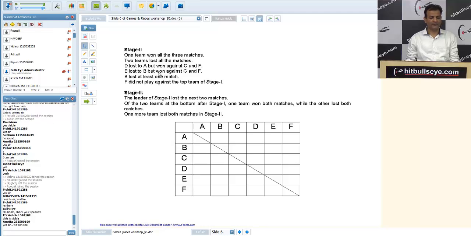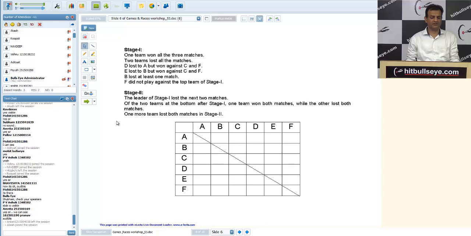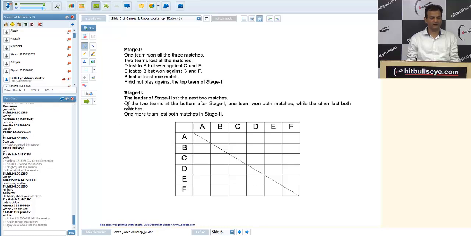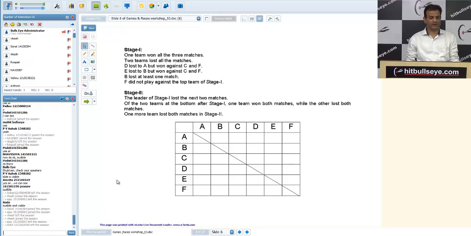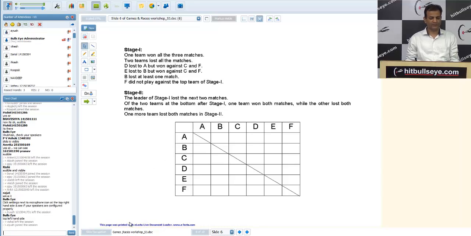D lost to A but won against C and F. Okay, now this is the data given, stage 1 and stage 2. Just read it. Now try to solve this question with the help of a table. Now guys, have you written the information, stage 1, stage 2? Should I show you the question?